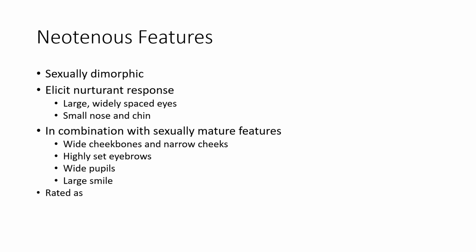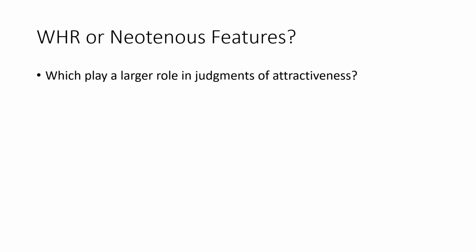Overall, a combination of these types of features are rated as being more attractive and also rated as being healthy or having fewer health issues and being more fertile as well. So this brings us to the hypotheses made by the authors of this study that we are focused in on right now. So we've discussed waist to hip ratio and neotenous features. And the question is, which play a larger role in judgments of attractiveness?